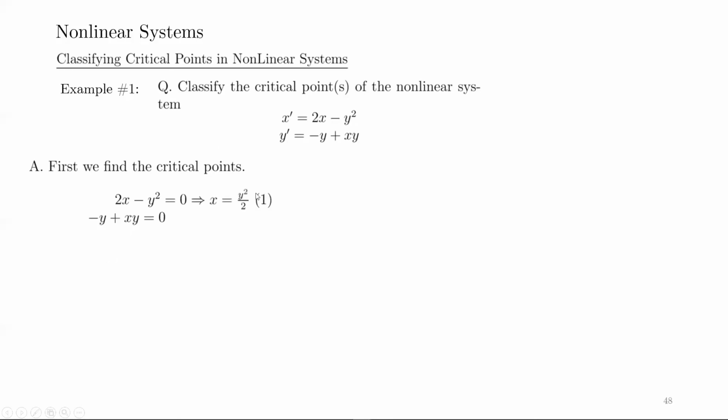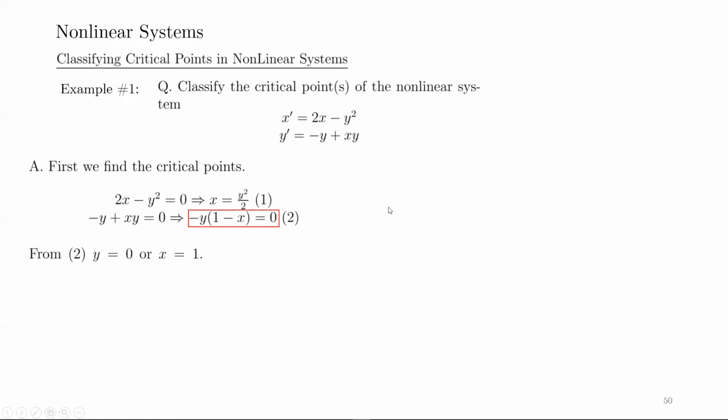The first equation tells us we could rearrange to say that x is equal to y squared over 2. And then we can use that in the second equation: minus y plus y squared over 2 times y equals 0. Okay, sorry, before I did that, I rearranged this equation. I took out the common factor of y, so I have negative y times 1 minus x equals 0. So I guess I was focusing on this one first.